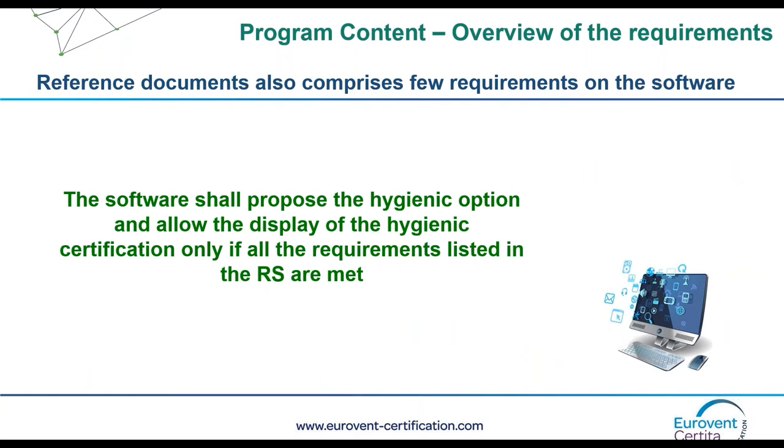Finally, what is very important to know is that this hygienic option is also related to the software of the manufacturer. Just as the main program for selecting a unit, the software of the manufacturer will have to provide the information of the hygienic level of the unit, and this software will have to include in its code the different rules that we have defined in our standard. So it means that once you select a unit, you will know for sure if it complies with level 1, 2, or 3, because the software of the manufacturer will include all the requirements in it and will provide the result automatically. So this is also a very important aspect.